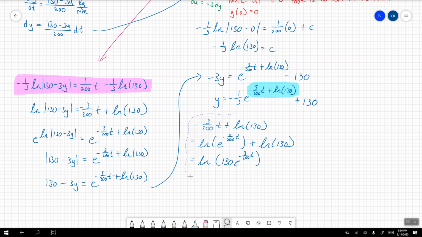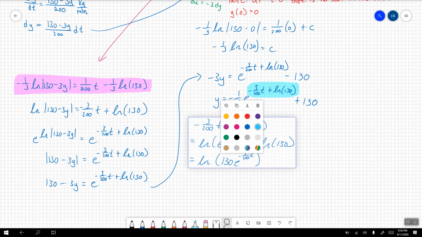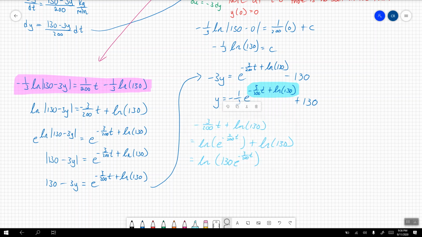And this piece here is that portion that I wanted to clean up, simply because now this highlighted portion can get substituted. If I make that substitution, negative 1/3 e to that power, which is the natural log of 1/3 e to the power of negative 3 over 200t, plus 1/30.